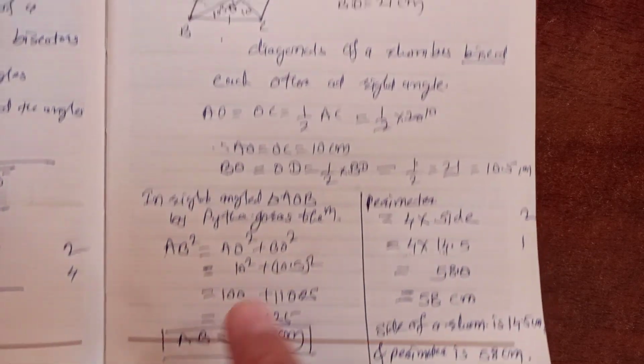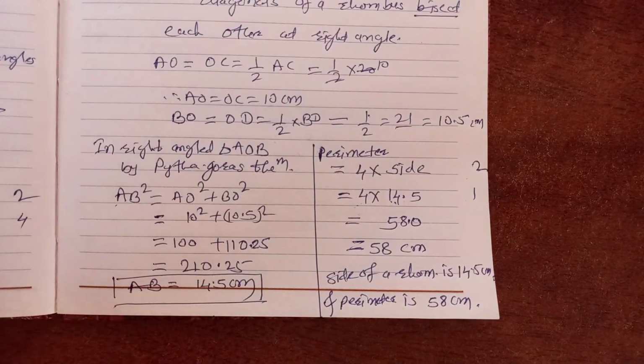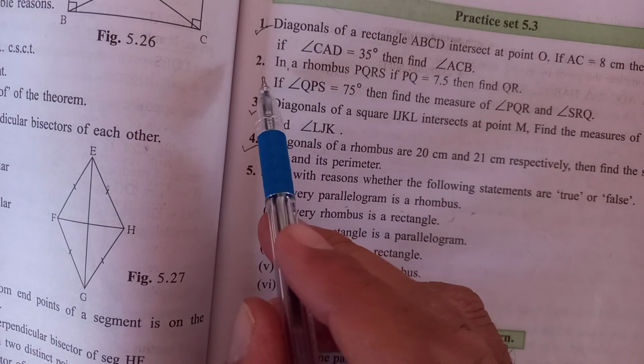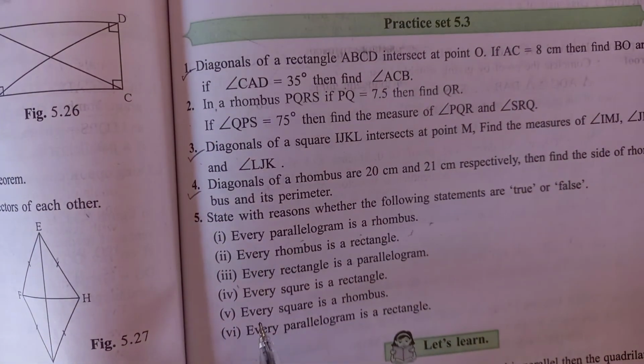You have to write step by step all this. See this example carefully, and now you just have to solve these remaining 2 questions only, the second one and this true and false. Solve it and send the copy.